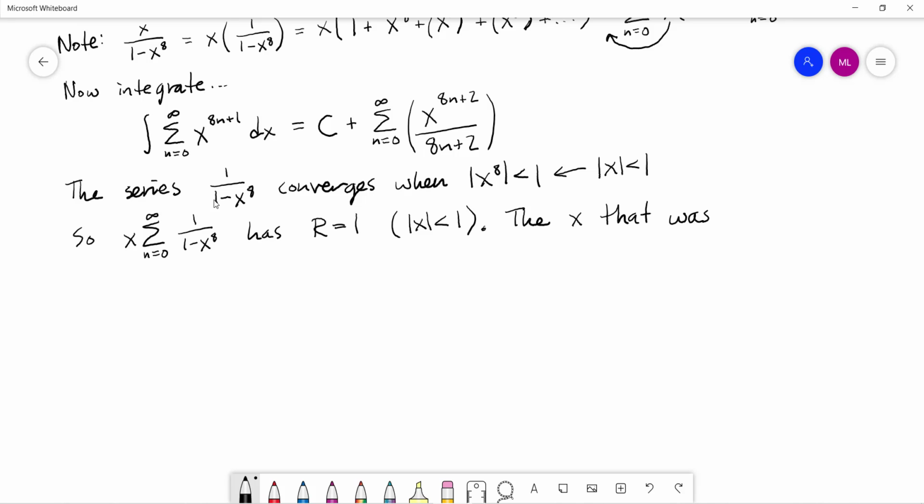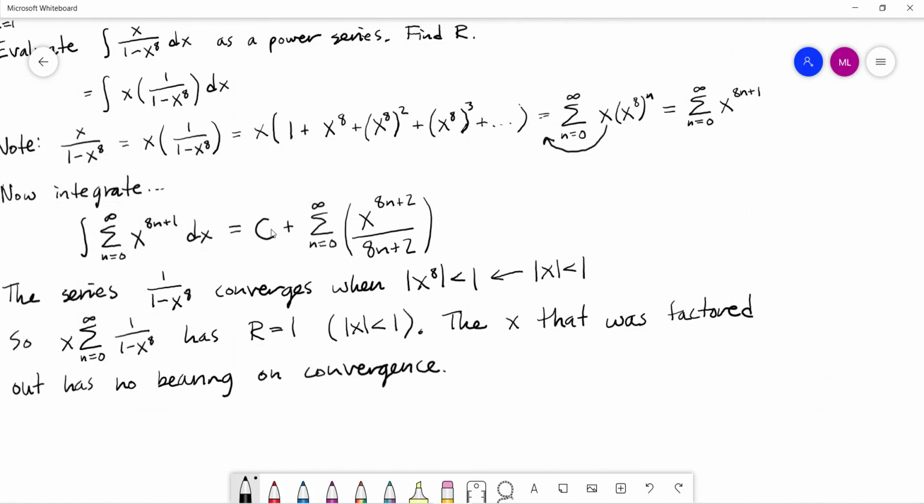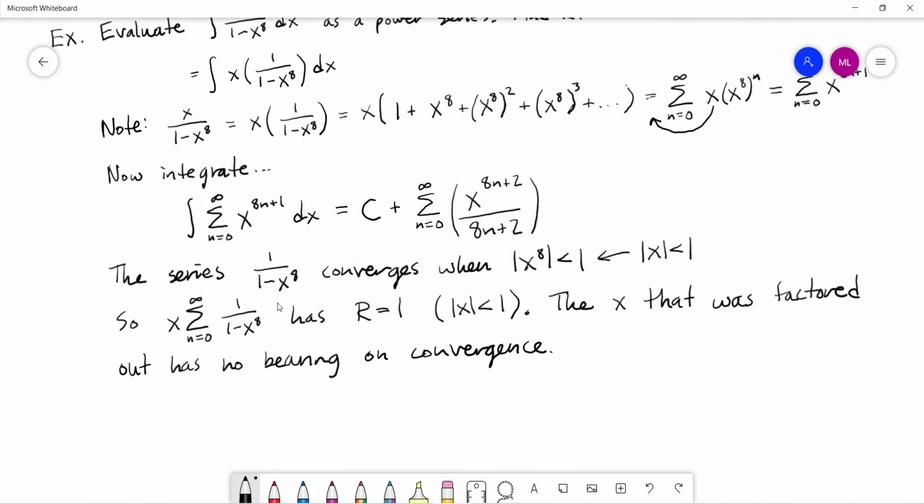That x that was factored out has no bearing on the convergence, because it's not part of the original sum that we cared about. So that's kind of the way that we can do this whole thing. So the radius of convergence is still 1. It's still going to converge between -1 and 1.